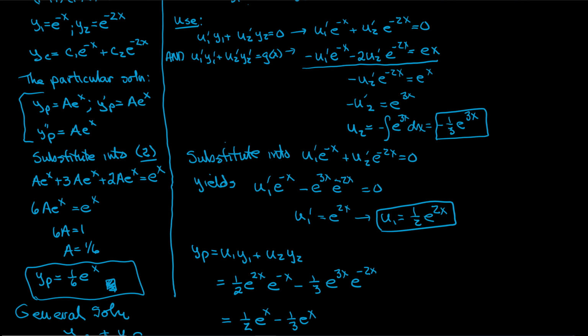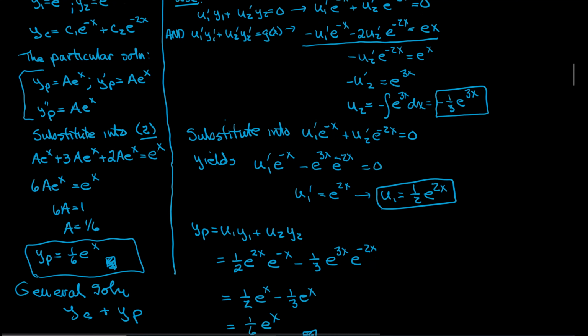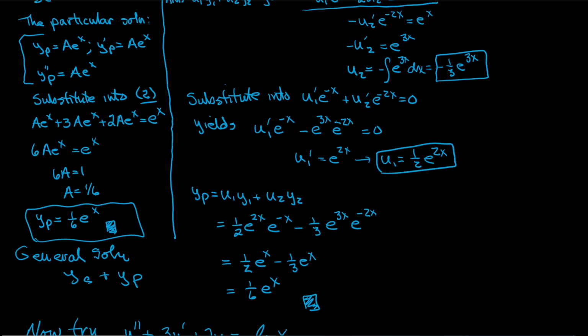All right. Where do we go from here? Well, the next thing is to compute our particular solution. And our particular solution in the method of Lagrange is u1 y1 plus u2 y2.